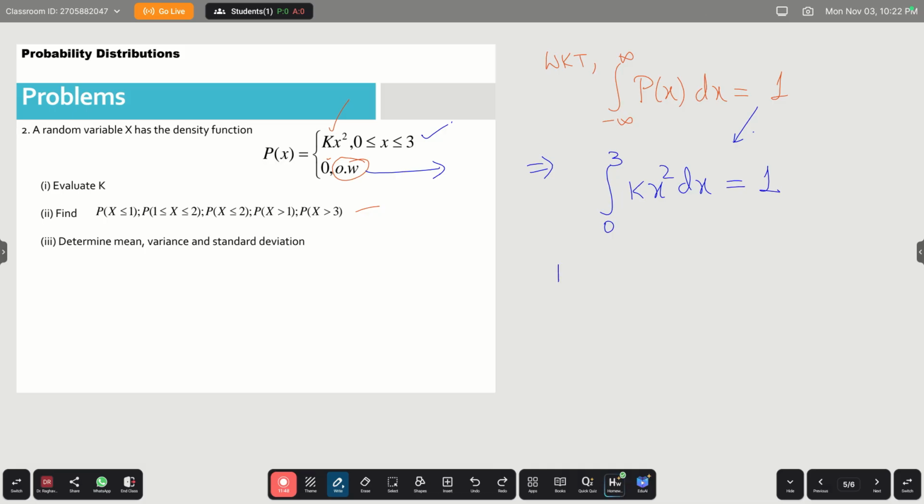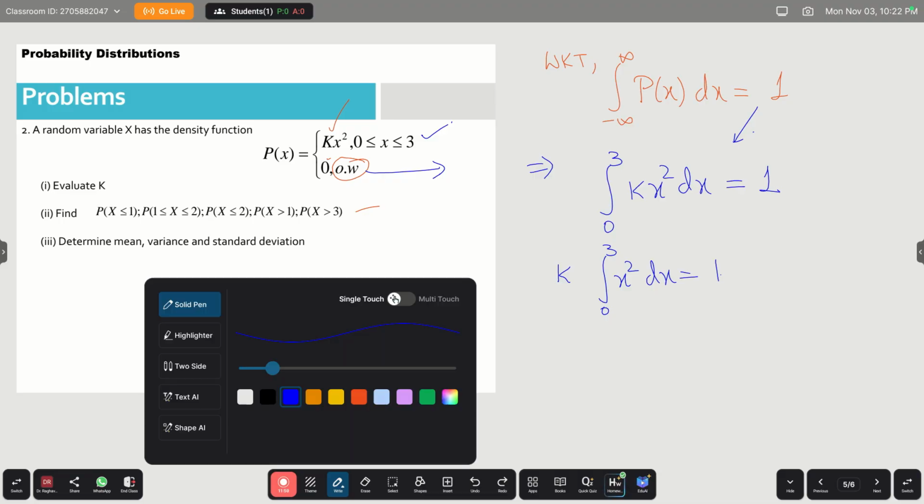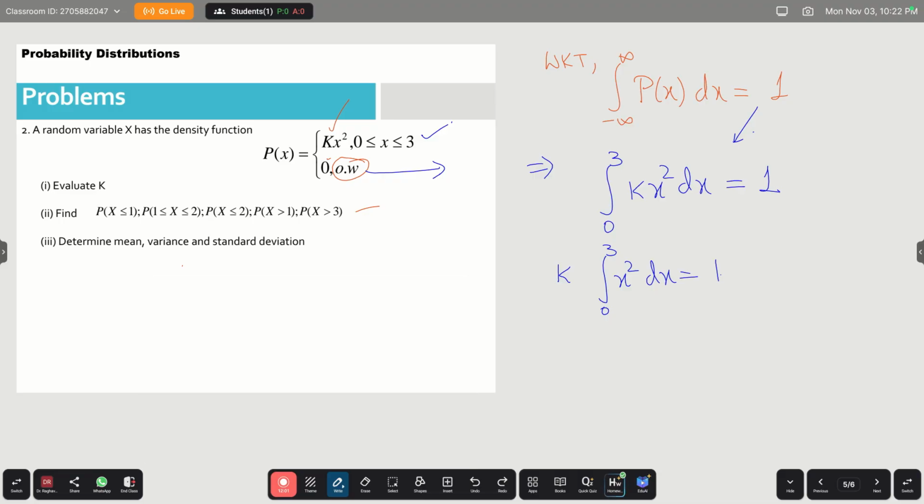So k is a constant that can be taken out, and just x square needs to be integrated. And what is the integration of x square? Let me just write the formula for the integration of x power n dx. The integration of x power n dx is x raised to n plus 1 divided by n plus 1. That means you are just increasing the power n by 1.